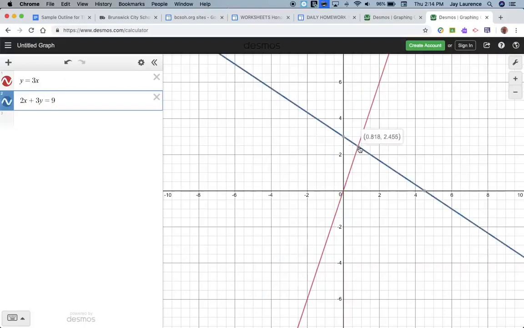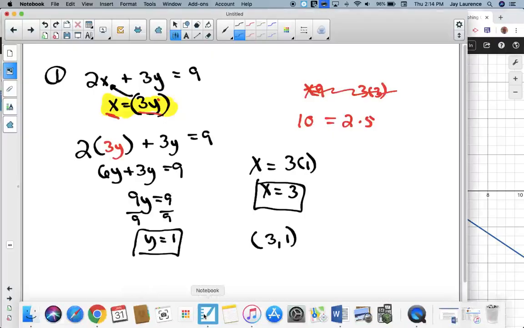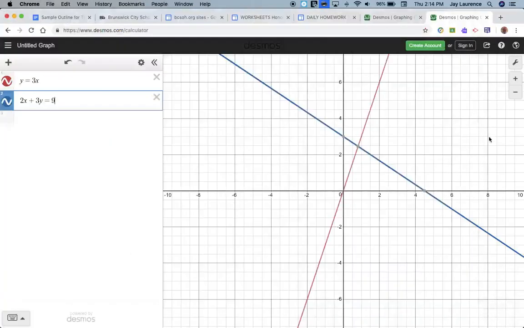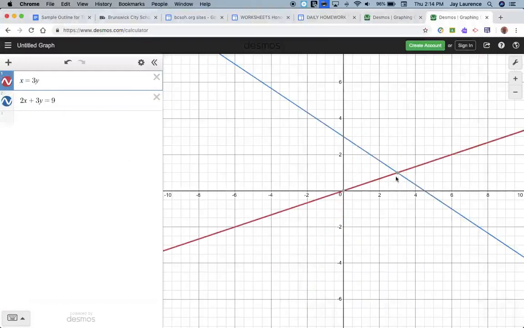And let's see here. Well, something's wrong. I'm getting them intersecting at a different place here. Let me go back to the equation. Maybe I have a mistake. Oh, there's the problem. It's x equals 3y. And look at that. There we go. They're intersecting at (3, 1) just like they were supposed to.